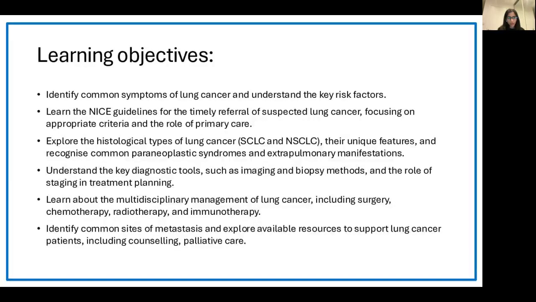In terms of the diagnostics as well, we'll go over the imaging as well as the types of biopsies that we can use. We'll go over the management and palliative care and how to support patients with counseling as well.